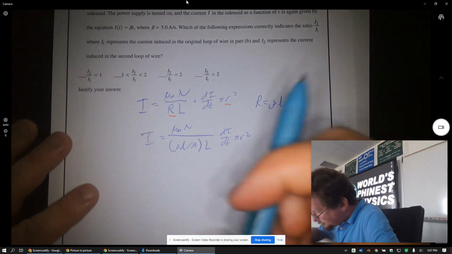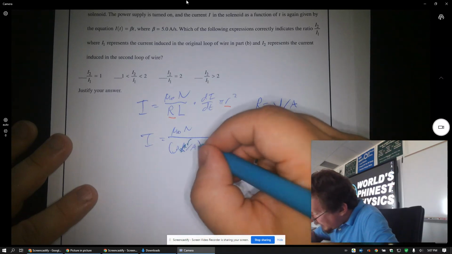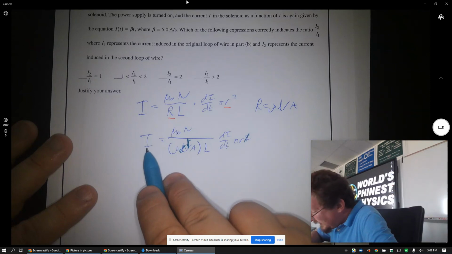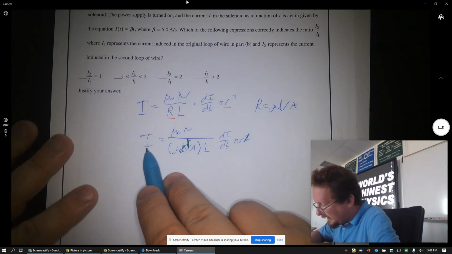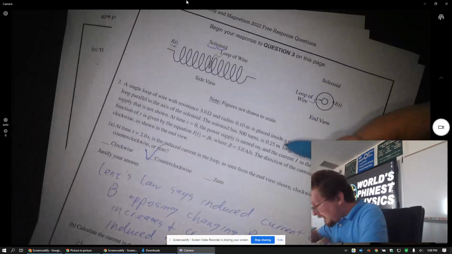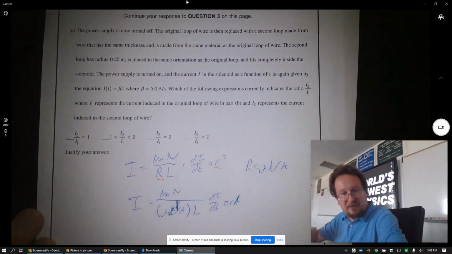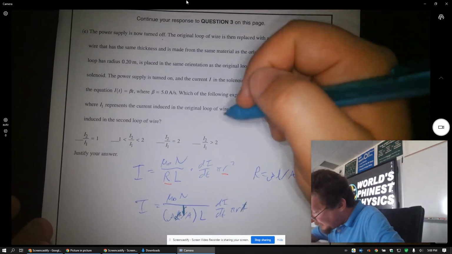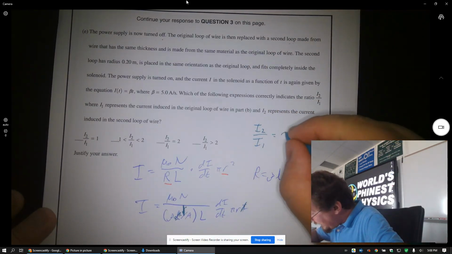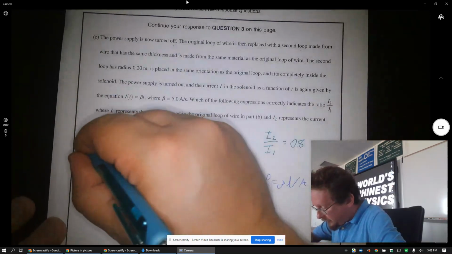Now, length is 2 pi r. It's the same thickness. So now I'm going to say that this r cancels with that r, and so the I will decrease, and it will decrease linearly. So how much did you chop it down by? You went from a quarter to 20 cents, so you chopped it down by a fifth. If you chop it down by a fifth, I2 over I1 would be 0.8, right? It'd be 0.2 over 0.25. So that would be this.